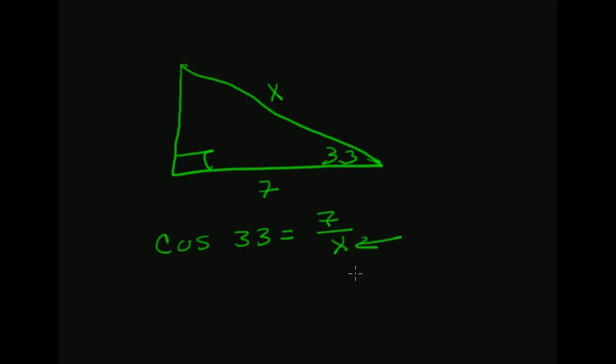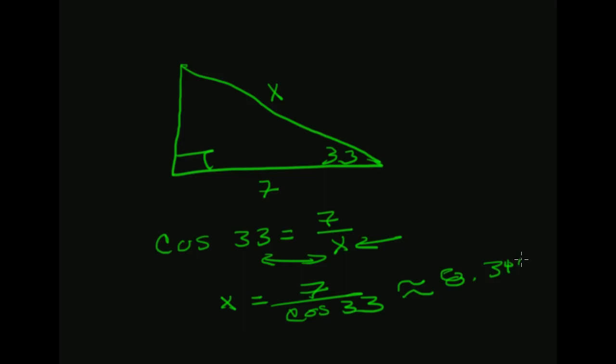Note where the variable is. It's in the bottom. When they're in the bottom, we switch these two things. And we get x is equal to 7 over the cosine of 33. And at this point, I can put that in the calculator, and I get 8.3465. 8.3465 is the length of the hypotenuse if the adjacent leg is 7 and that angle is 33. So trigonometric ratios, you can see, are useful to find one of the sides of a right triangle if you know another side and you know the measure of one of the acute angles. All right, so that's it.